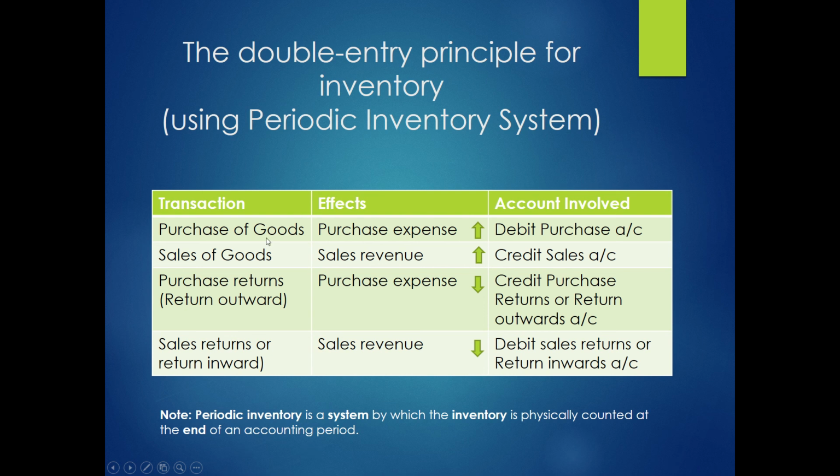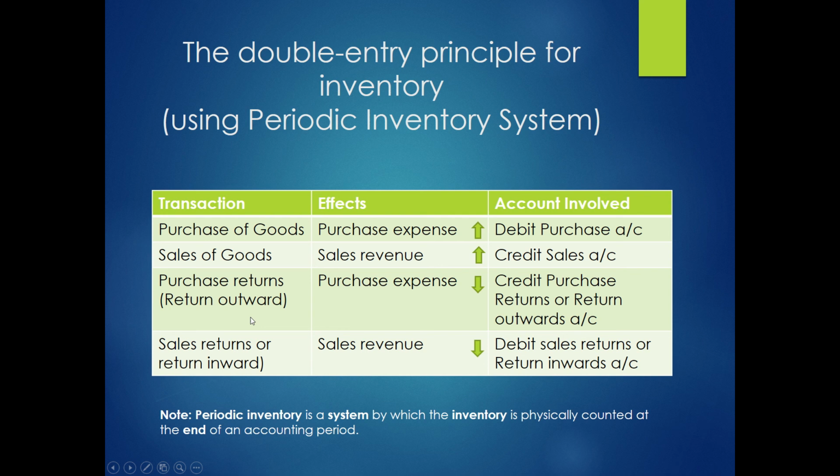There are two movements of inventory. One is an increase in inventory and another one is a decrease in inventory. Increase in inventory is due to the purchase of goods and the sales return or return inward. So what is return inward? Return inward are goods returned to the selling entity by the customer.